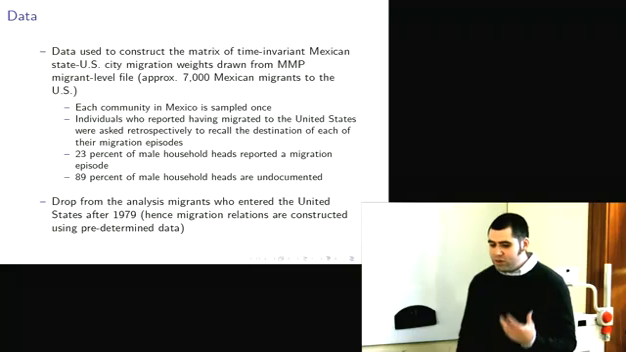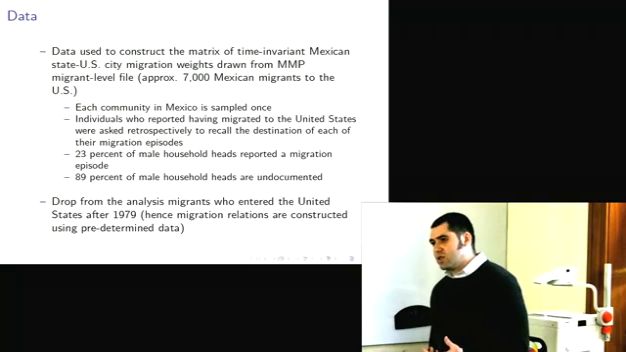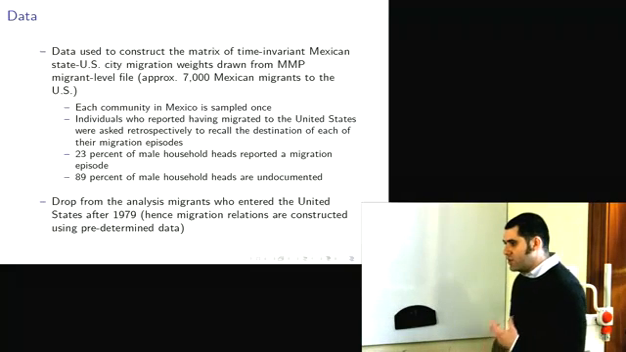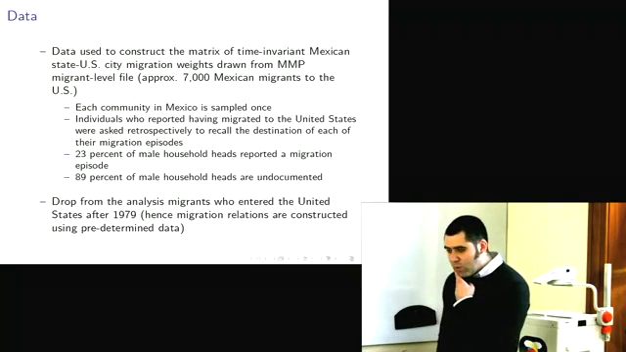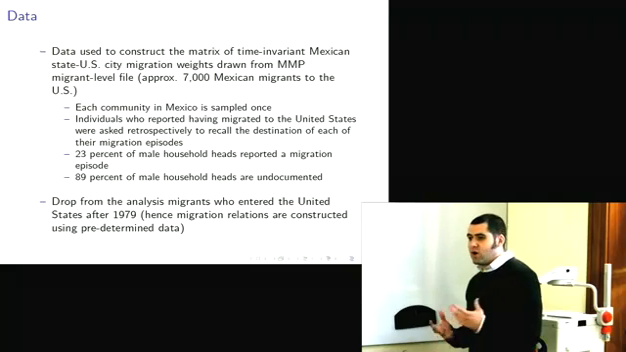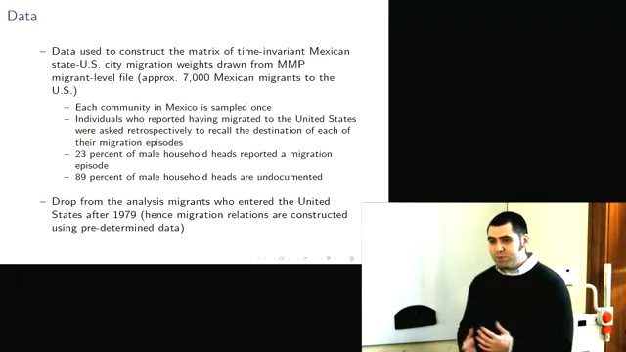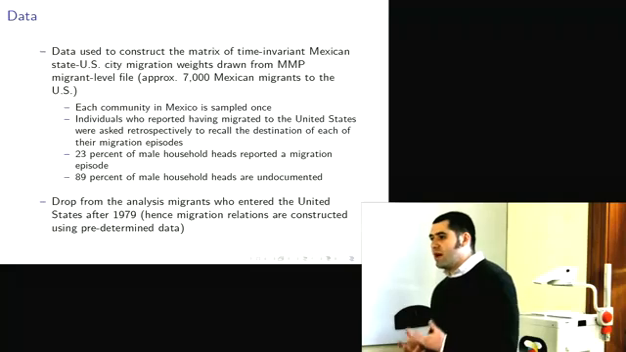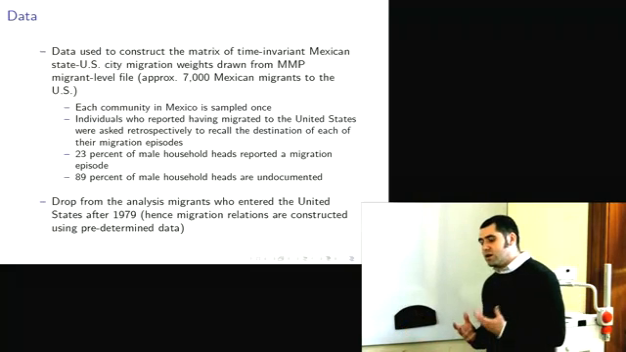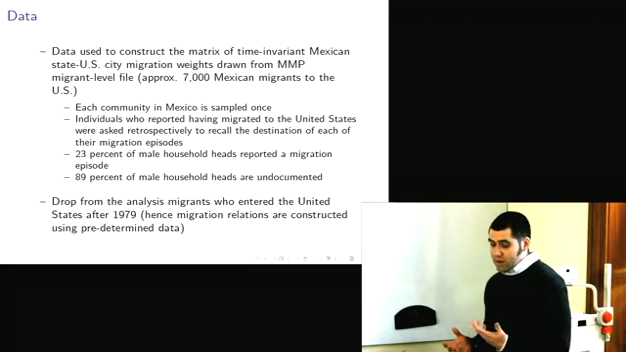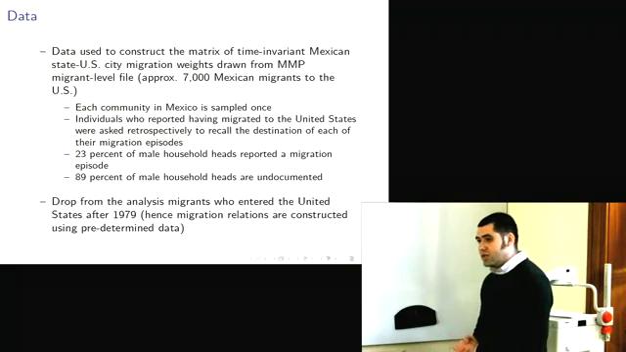So the data that we use is from the Mexican Migration Project. This is a joint venture between Princeton University and University of Guadalajara. What the Mexican Migration Project has done is they've gone into communities in Mexico and sampled people at random and said, hey, have you ever migrated to the United States for the purposes of living there? About 20% of male households say, yes, I have migrated to the United States.